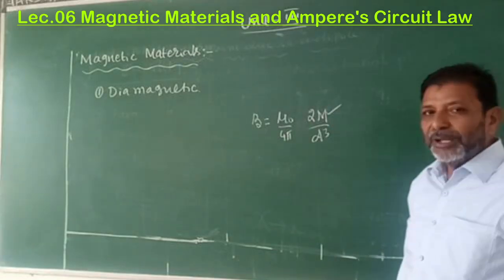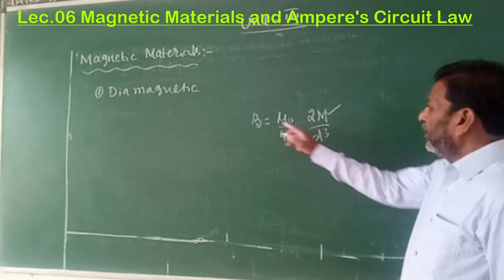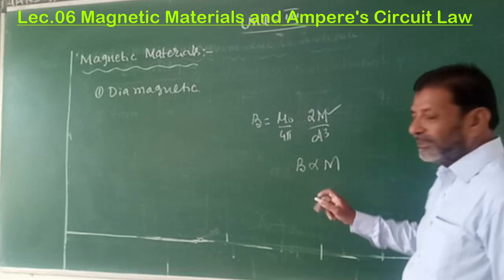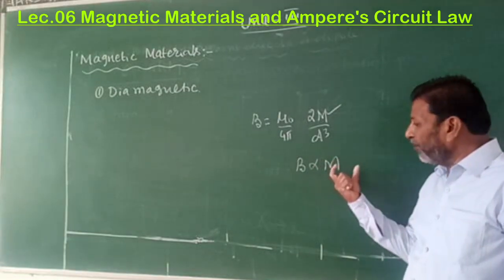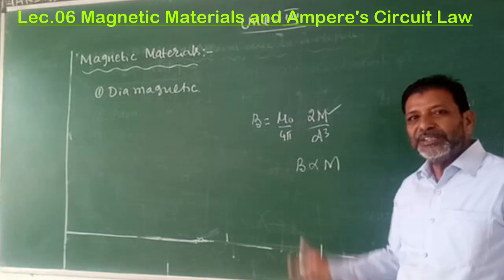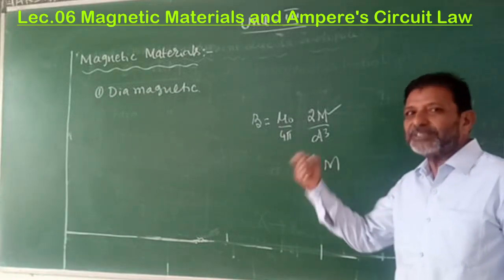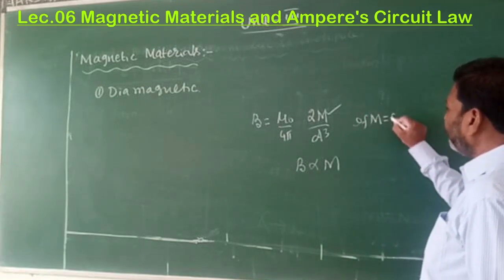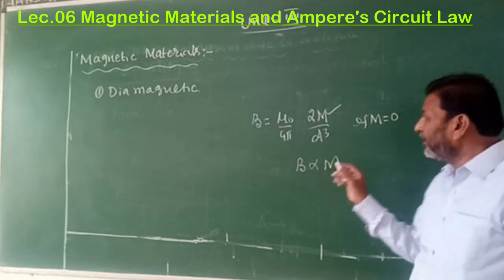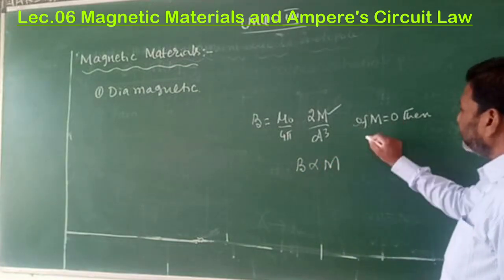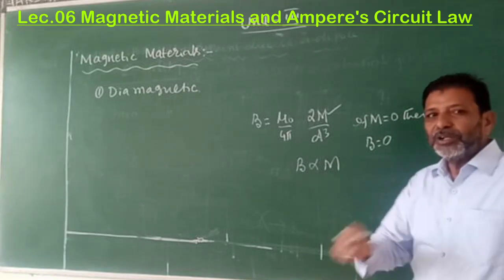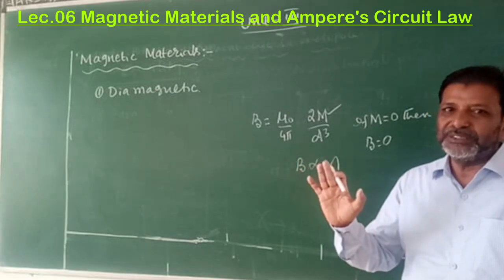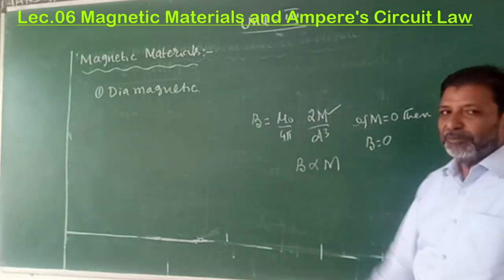Then what is this M? M is the magnetic moment. Looking at this, it is in the numerator, so B is directly proportional to the magnetic moment. That means if it has more magnetic moment, it produces more magnetic field. If it has less magnetic moment, it produces less magnetic field. Suppose M is equal to 0; if the magnetic moment is 0, then B is also equal to 0. It will not produce any magnetic field, which means it will not exhibit any magnetic behavior, because the magnetic moment is 0.